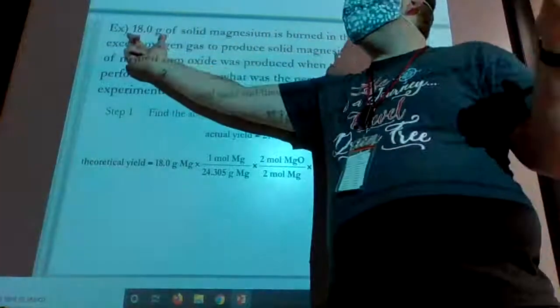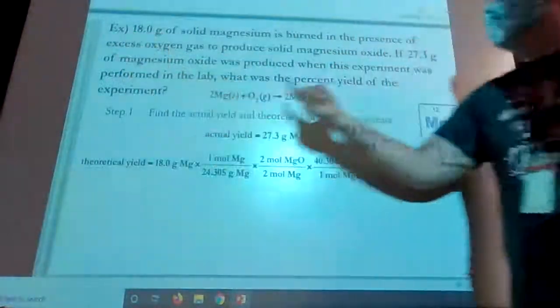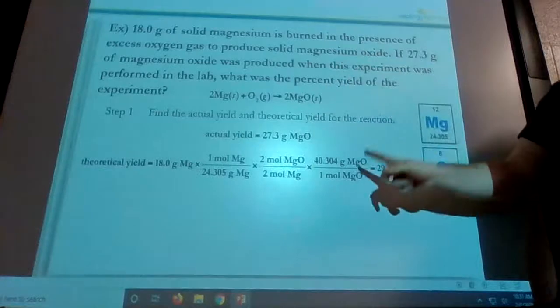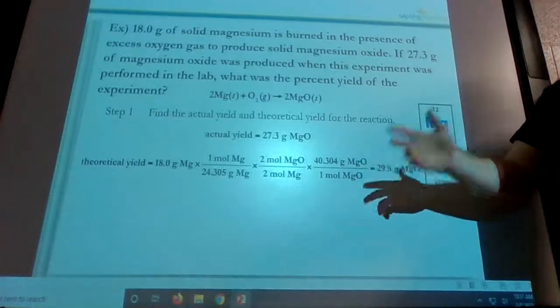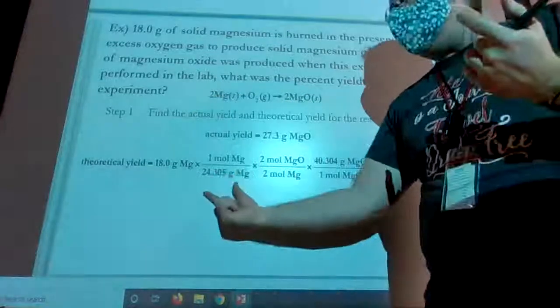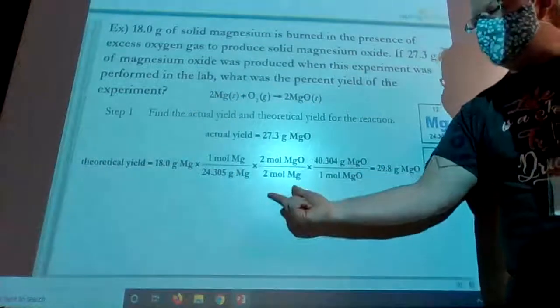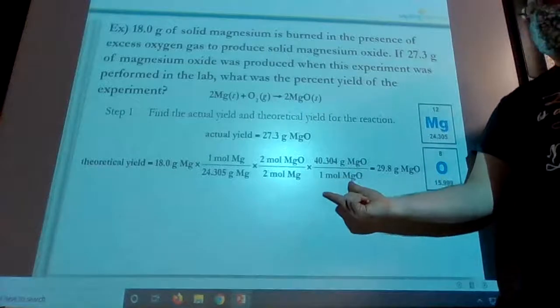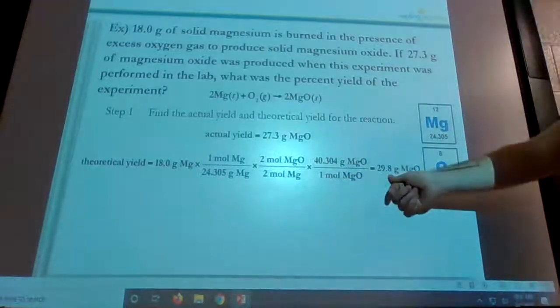We're starting with 18 grams. That's our chemical A. We're going to magnesium oxide. That's our chemical B. We set up a gram-to-gram problem just like we did over here. We divide by our molar mass. We use our mole ratio. And then we multiply by our molar mass for B. And we get the answer.